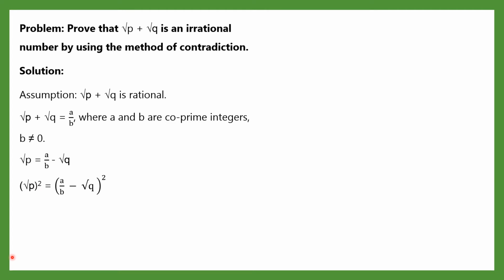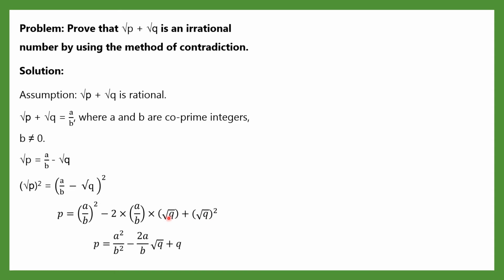Well, on the left side, root p whole square is p. To simplify the right side, RHS, we'll use the algebraic identity x minus y whole square, which is x square minus 2xy plus y square. Now here, first term whole square, a by b whole square, minus 2 into first term and second term, that is a by b into root q, plus root q whole square. Now on multiplication, p is equal to a square by b square minus 2a by b root q plus q.